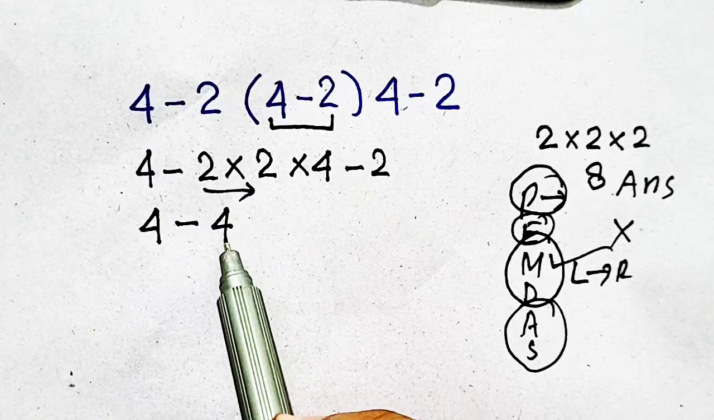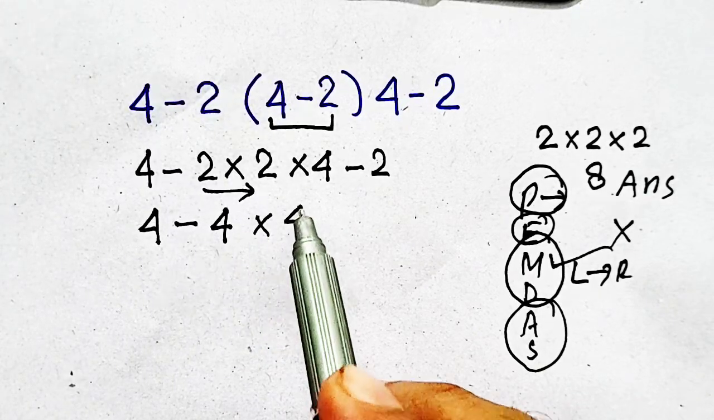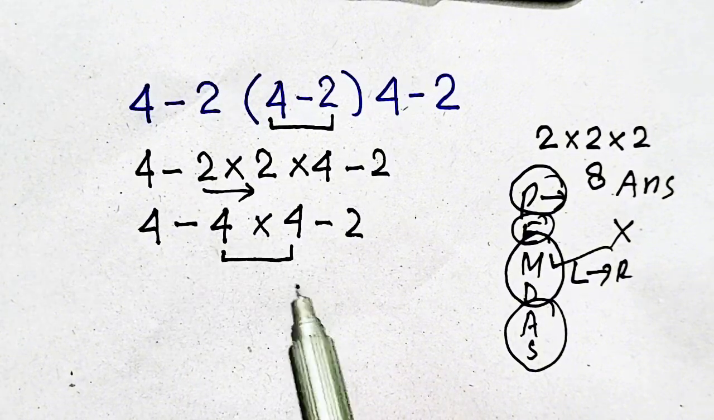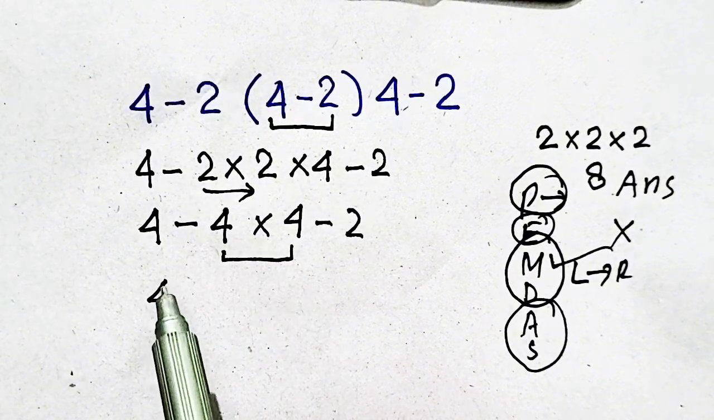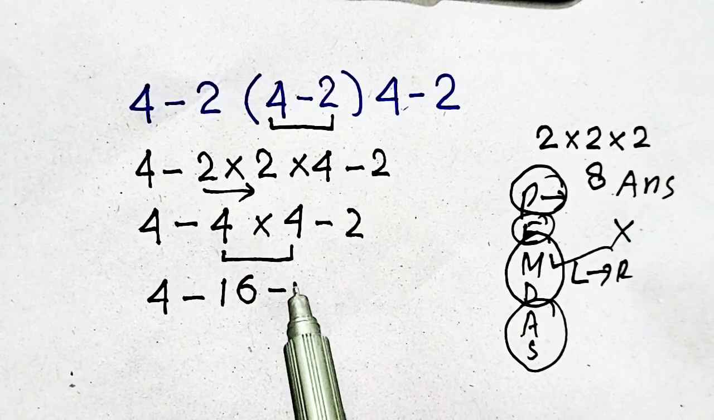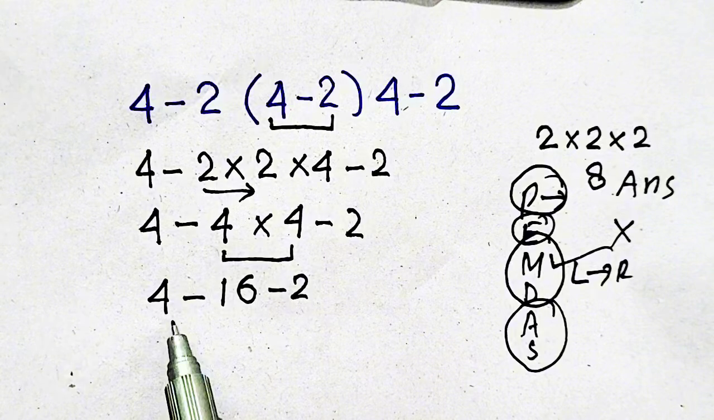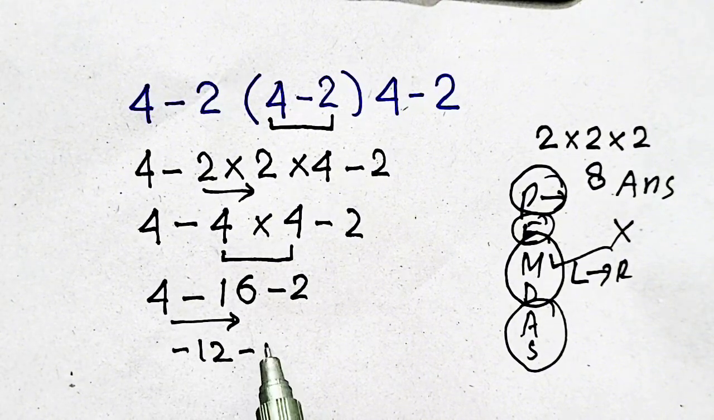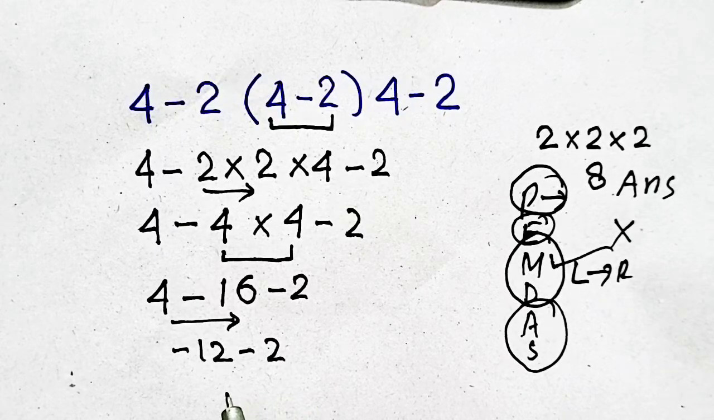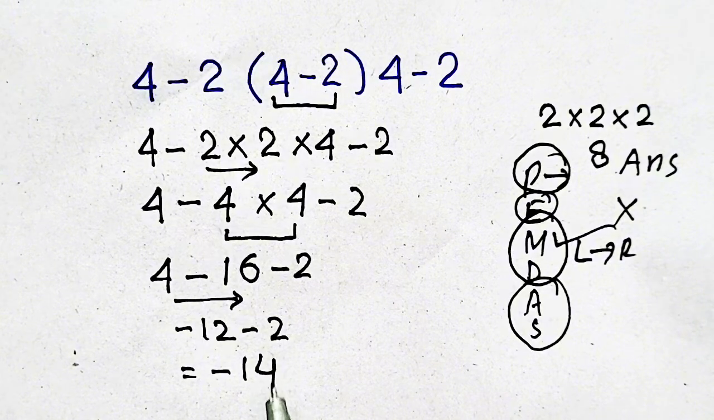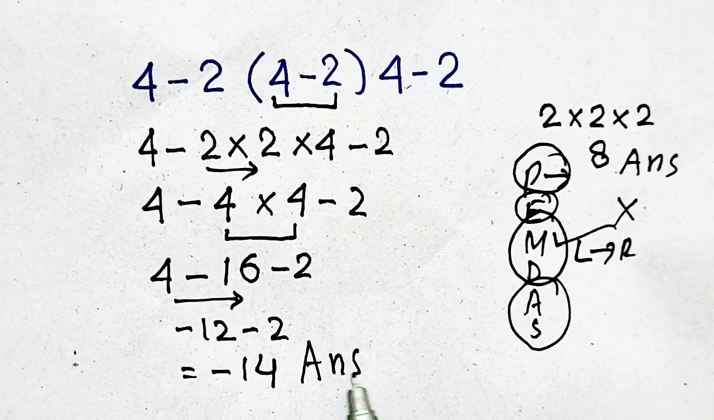It will be equal to 4 times 4 minus 2. Now again here is multiplication, so we have to multiply. We will get 4 minus 4 times 4 is 16 minus 2. Now 4 minus 16 is equal to minus 12 minus 2, which is equal to minus 14. So minus 14 will be our correct answer.